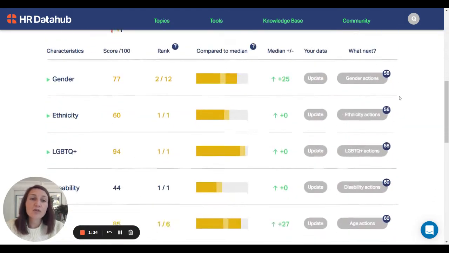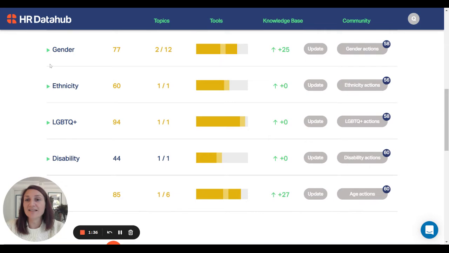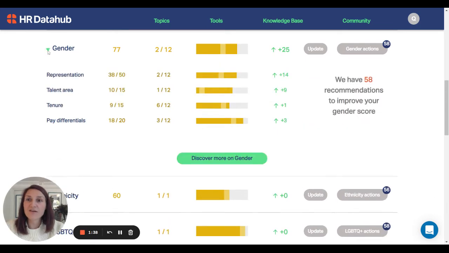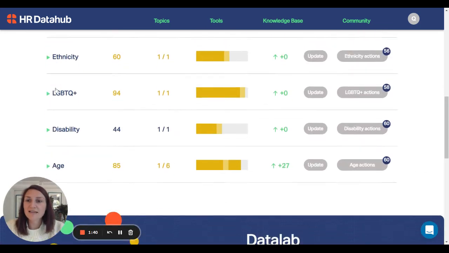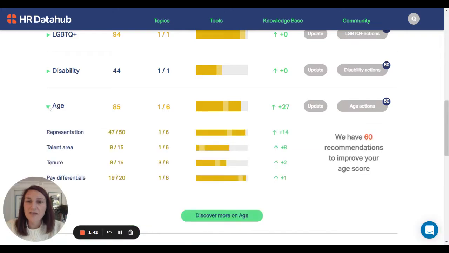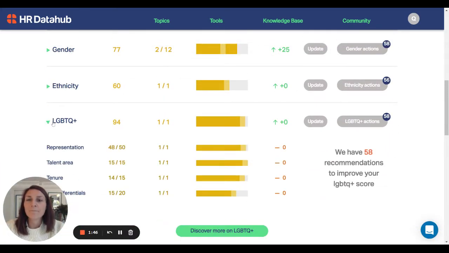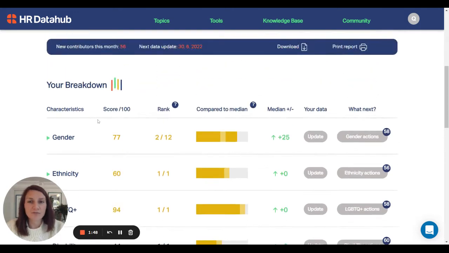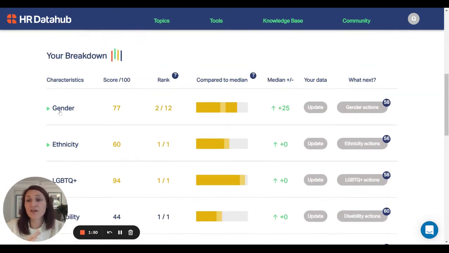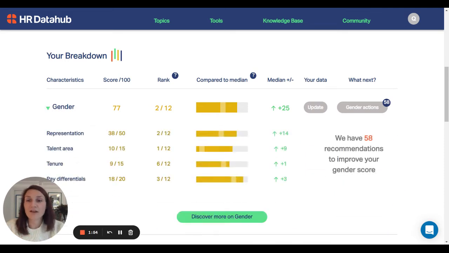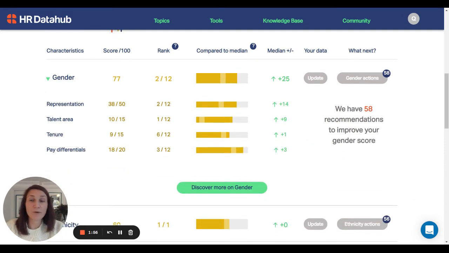If I scroll down even just a little bit further, I can start seeing the breakdown of these different areas. I can see, okay, gender is like that. What about age? How am I doing there? Okay, how about LGBTQ+? Okay, I'm straight away learning from there. Without going too much further, I already have a sense of where some of the areas that I might be performing well are. Is it representation by talent area? Is it representation by level? Is it in tenure or pay differentials?